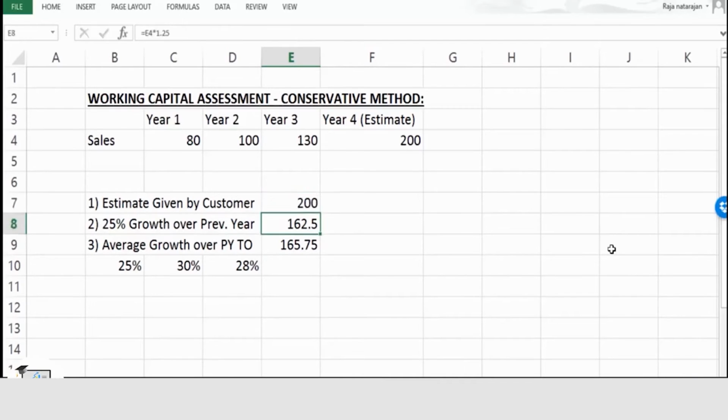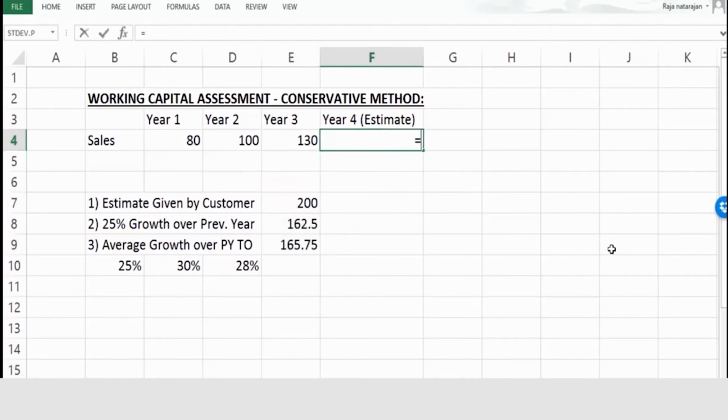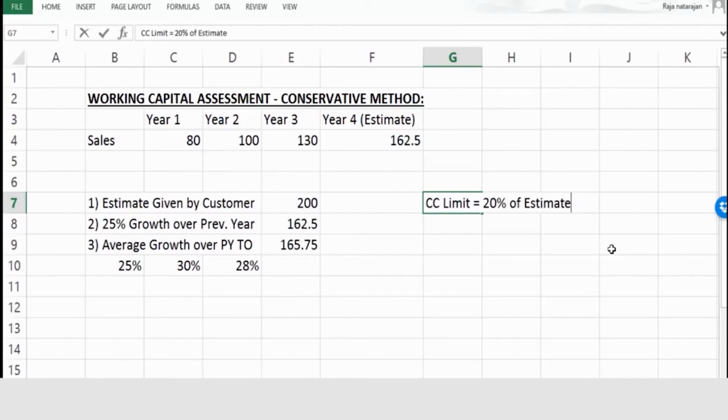Okay, which figure? Of the three, whichever is lowest. So the bank would consider only this figure because this is very conservative. So this is going to be the estimate which they are going to consider. Now it is only on this estimate they will apply a percentage. So they may say CC limit is nothing but 20% of estimated turnover.